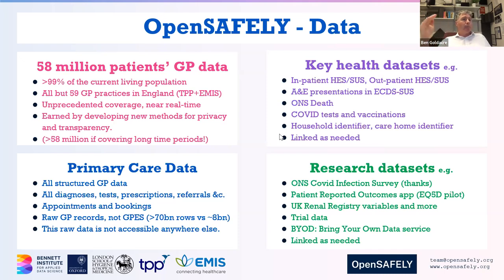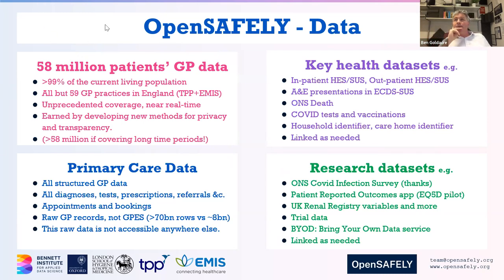We've got primary care data, so that's all structured GP data, every diagnosis, test, prescription, referral, and so on. Also lots of appointments and bookings data, which we're looking at a lot at the moment for winter pressures work. And these are the raw GP records, not the GPES data that's in NHS Digital and ONS. So it's about 10 times as many rows of data.